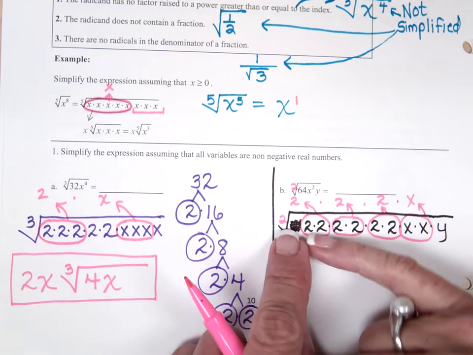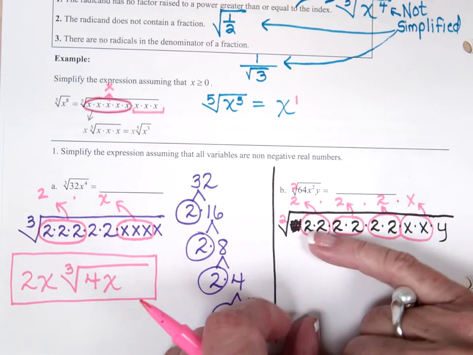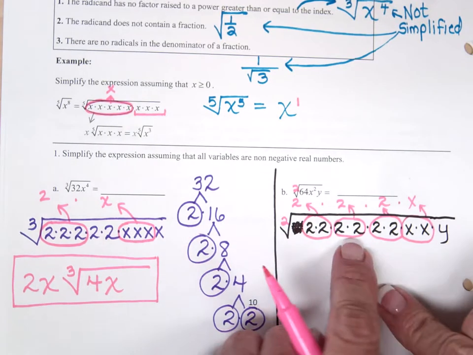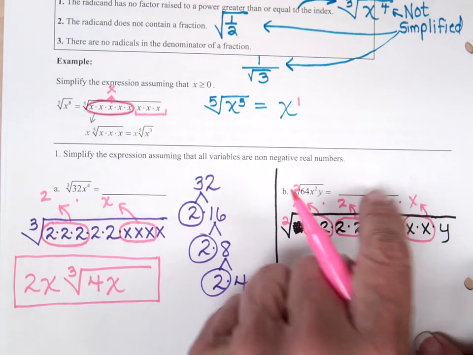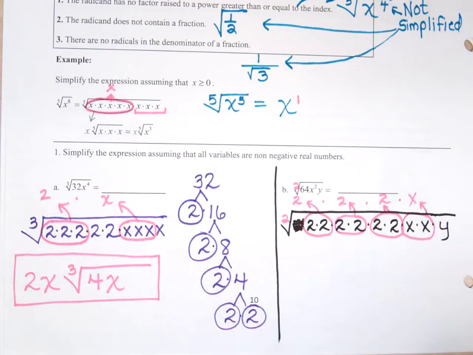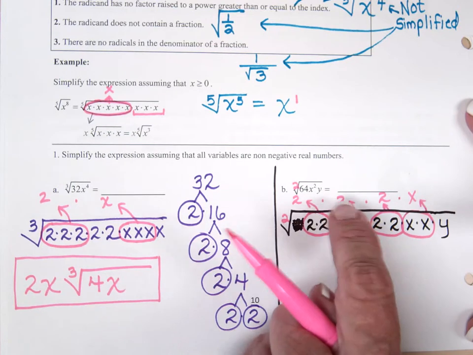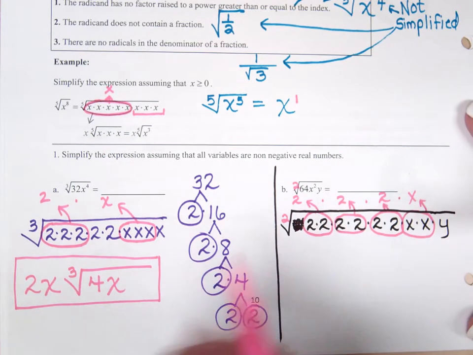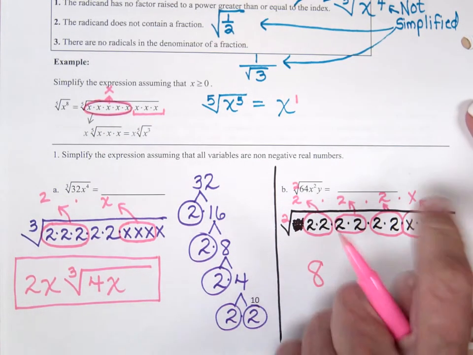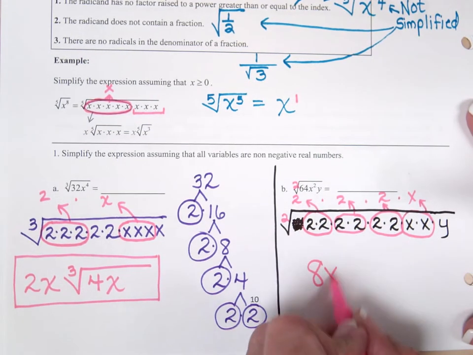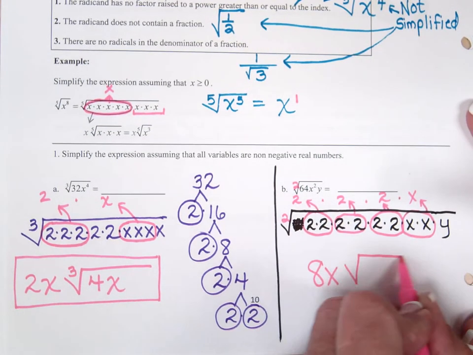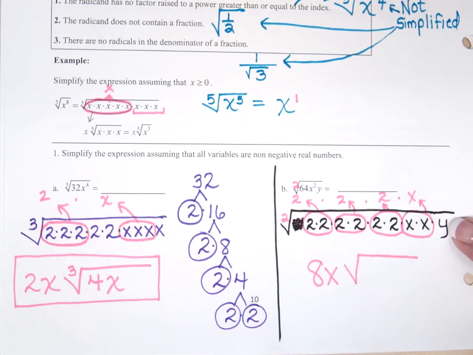And ask yourself, is the square root of 4 2? Yes. Square root of x squared, x. So it all makes sense. So on the outside of the radical, we have 2 times 2 is 4 times 2 is 8. And we have an x. Underneath the radical, all we have left is y.